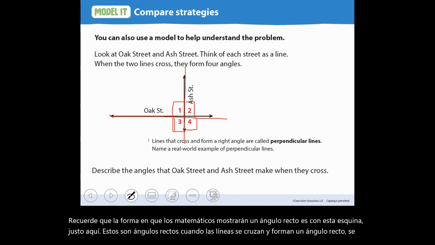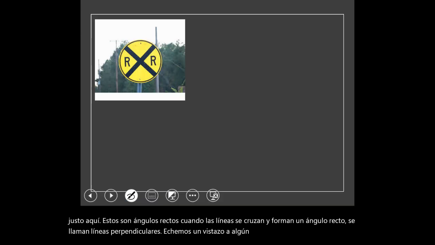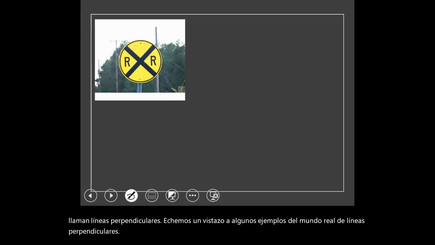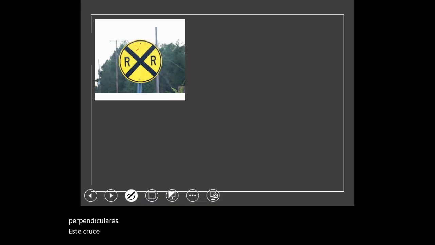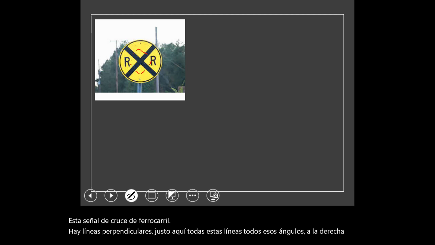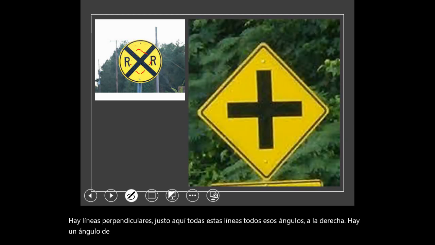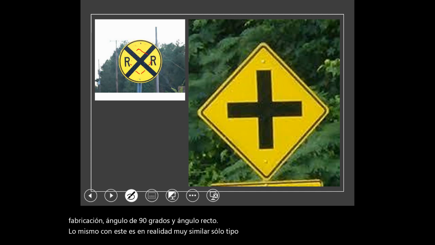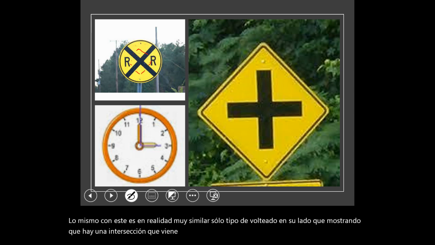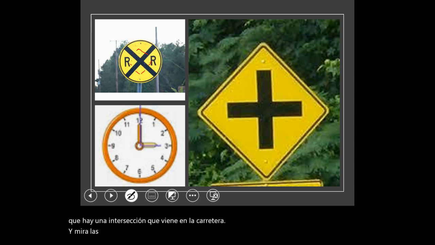Let's look at some real-world examples of perpendicular lines. This railroad crossing sign, there are perpendicular lines right here. All those angles right there are making a 90-degree angle, a right angle. Same with this one. It's actually very similar. It's just kind of flipped on its side. That's showing that there is an intersection coming in the road. And look at the hands of the clock at 3 o'clock. We have a right angle right there.